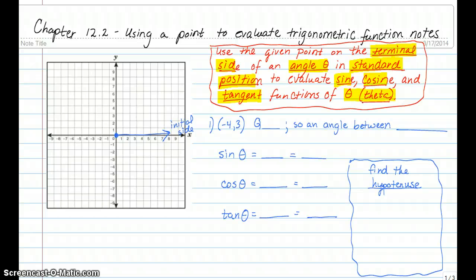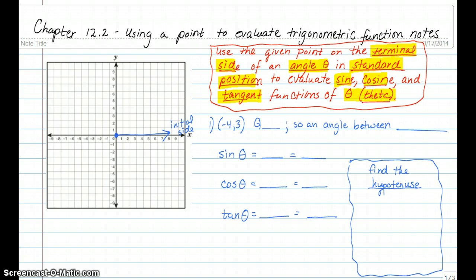This is chapter 12.2, using a point to evaluate trigonometric function notes. You're going to do these initially on your own. I'll do the first one with you, but then you're going to do number 2 and 3 on your own. So I want to make sure that you know how to go about doing this.